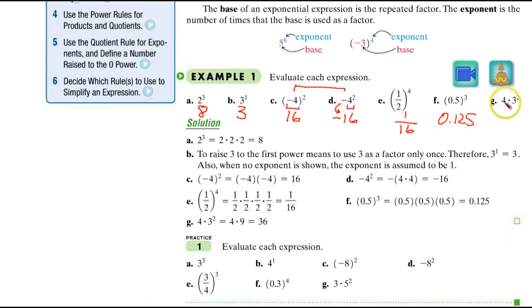Now, in doing something like this, you might say, do you go 4 times 3 first? No, you go 3 to the 2nd first. Remember, please excuse my dear Aunt Sally. So parentheses, grouping symbols, exponents first, then multiplication. So this is 9 times 4 will be 36. And you'll have some practice as you go through your practice and quizzes.